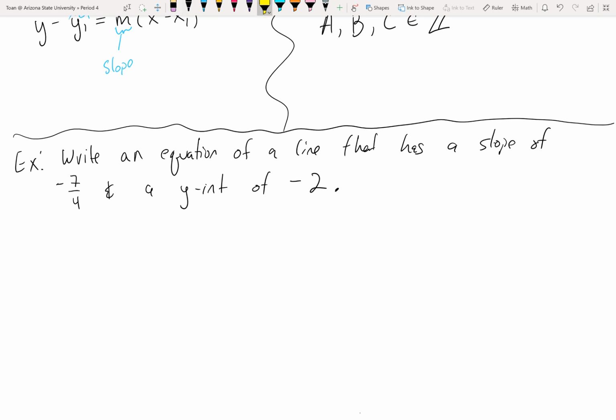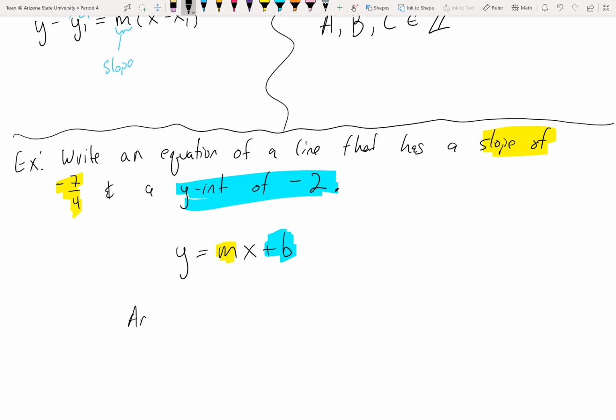They give me information of slope. They give me information of y-intercept. We have slope-intercept form. Maybe I should use it to write an equation. So to answer this question, we use slope-intercept form, y equals mx plus b. The m is the slope, the b is the y-intercept. Just plug and chug, you're done.